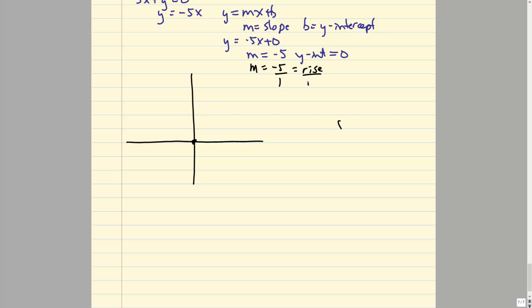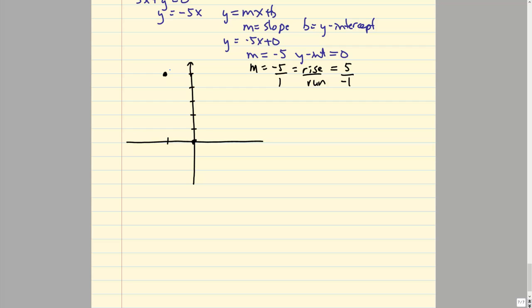Remember, slope is rise over run. So from this point, I am going to choose to rise 5 and run a negative 1. If I wanted to, I could drop 5 and run a positive 1, but I'll show you why I chose this instead here in a second. So I'm going to go 1, 2, 3, 4, 5, and then I'm going to run a negative 1. So this would be my next point right here.